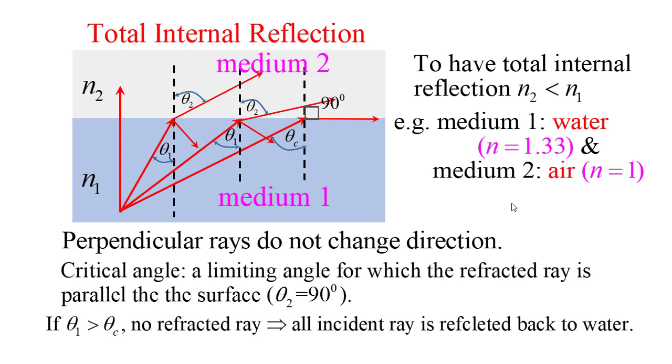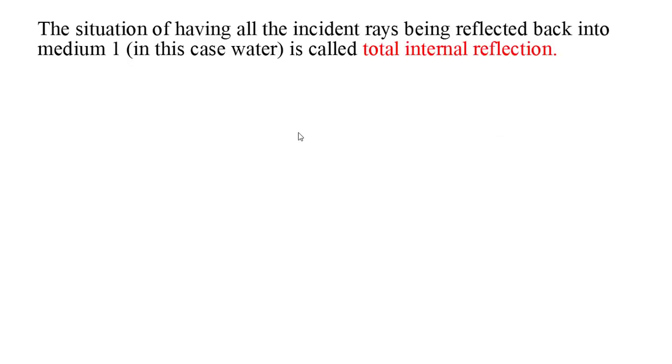If theta 1 is greater than theta c, that means if we further increase this angle, no refracted ray will occur. That is, all the incident ray is reflected back into the water. The situation of having all the incident rays reflected back into medium 1, in our example water, is called total internal reflection.